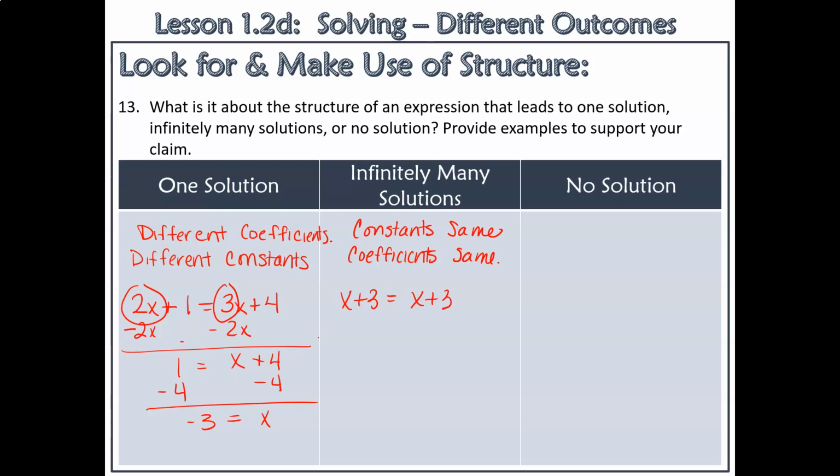So no solution would be the coefficients the same, constants different. We would have 3x plus 9 equals 3x plus 4. Because here's how it would go. So if I subtract 3x from both sides, I'm left with 9 equals 4. And you know, no planet anywhere does 9 equal 4.